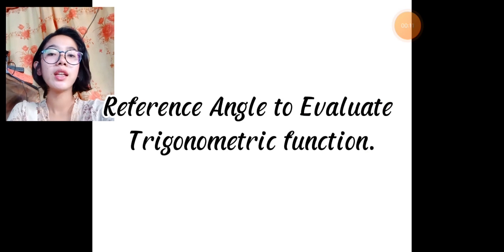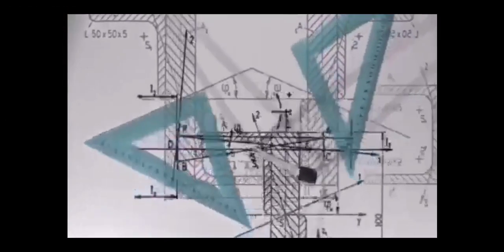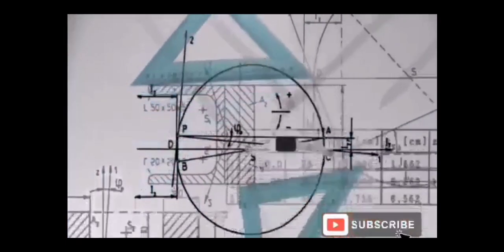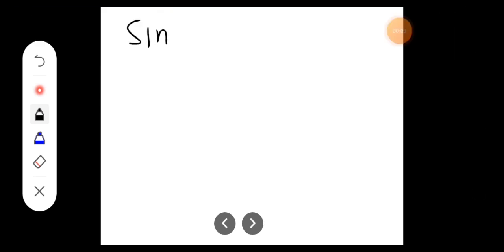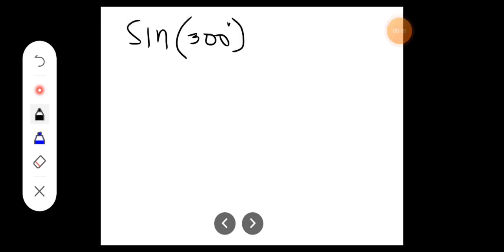Today's lesson we're going to focus on using reference angles to evaluate trigonometric functions. So what is the exact value of sine 300 degrees? First, let's plot 300.